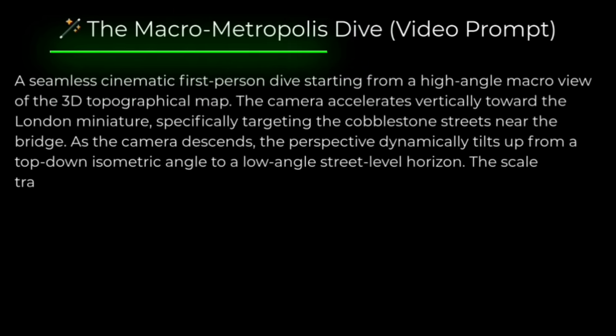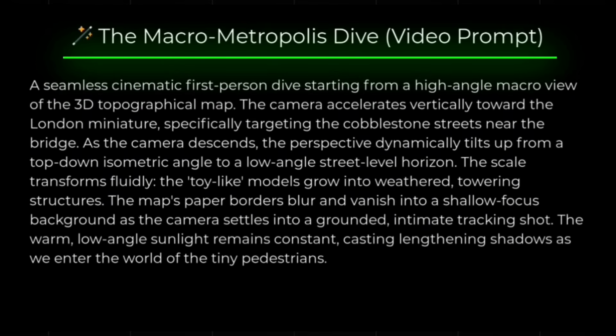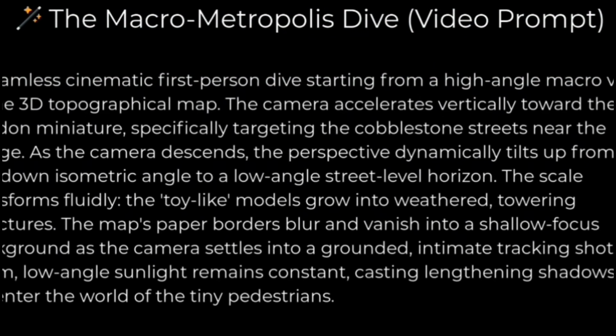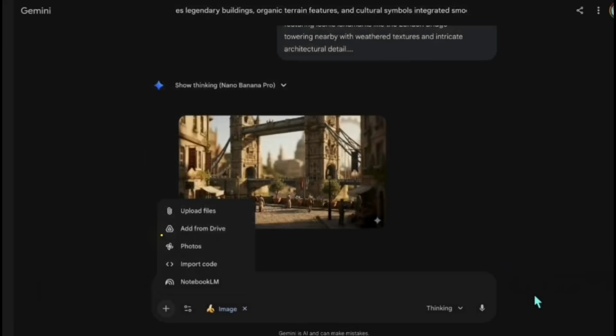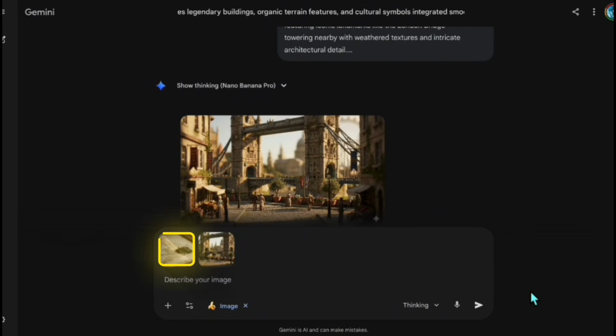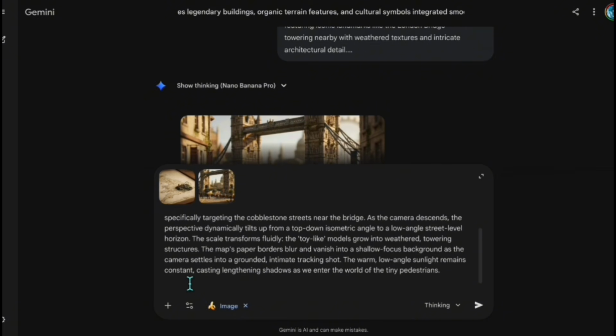Now I will connect the two images with this Macro-Metropolis dive motion prompt. I am uploading the map-based image as the first frame, and the detailed London Bridge image as the final frame. Then, I copy the prompt and hit Generate.